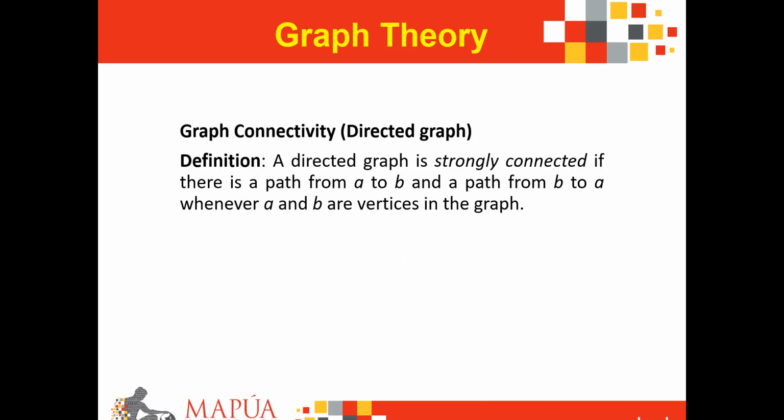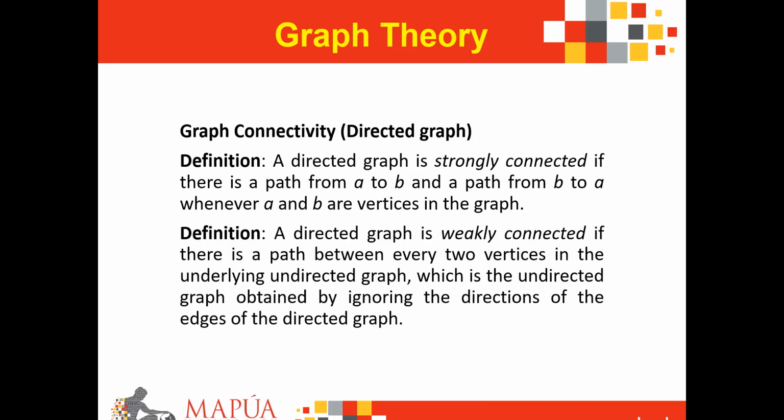A directed graph is strongly connected if there is a path from A to B and a path from B to A whenever A and B are vertices of your graph. On a directed graph, your graph connectivity is considered to be weakly connected if there is a path between every two vertices in the underlying undirected graph, which is the undirected graph obtained by ignoring the directions of the corresponding edges of the directed graph.